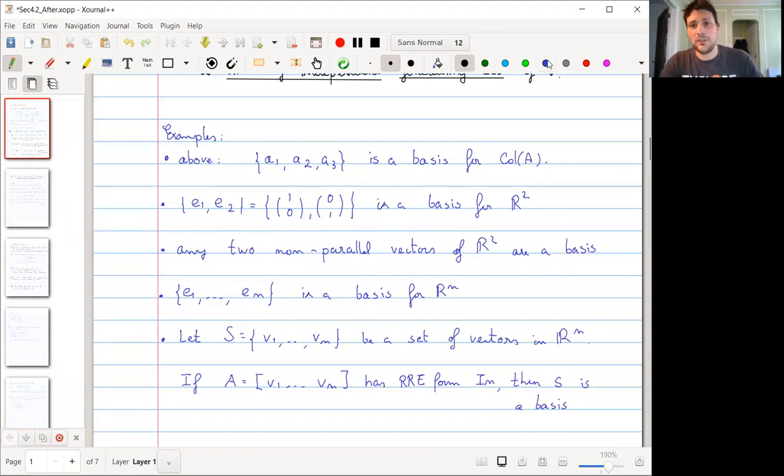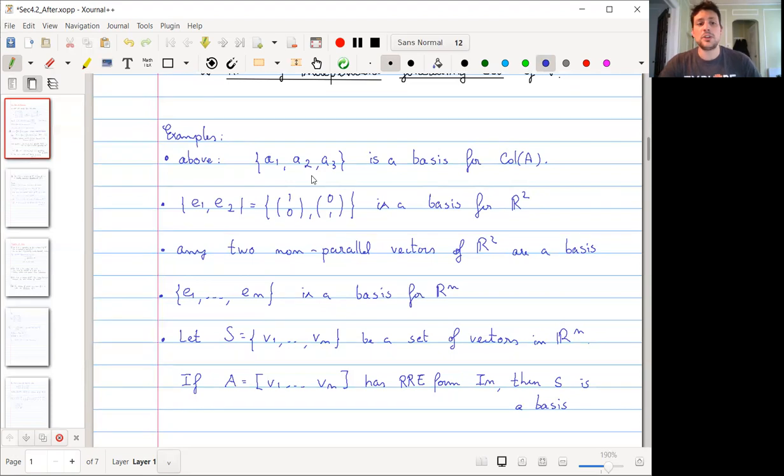We saw the example above, in which we found that A1, A2, and A3 were a basis for the column space of A, and they are linearly independent by the column correspondence property. Other examples are whenever I get the set of all standard vectors, they are linearly independent and they generate R2 in this case when there's only two. So they are a basis for it.